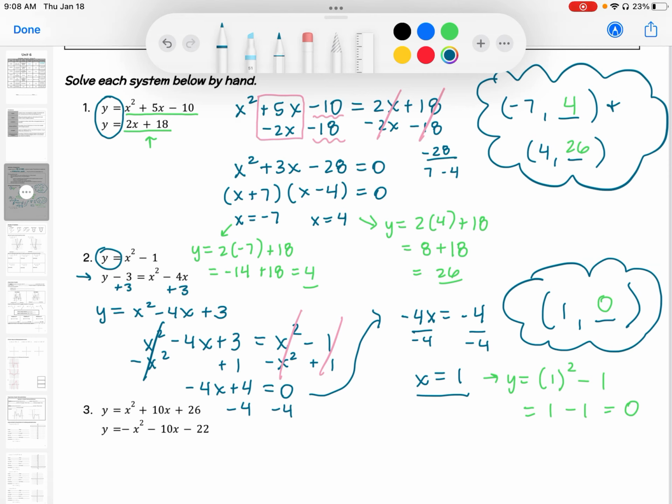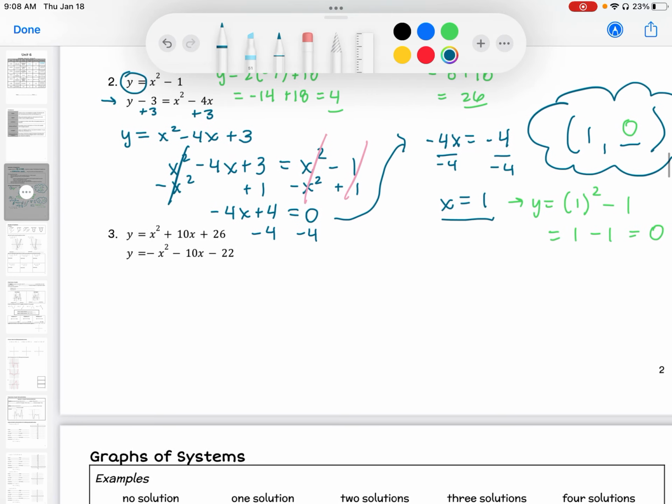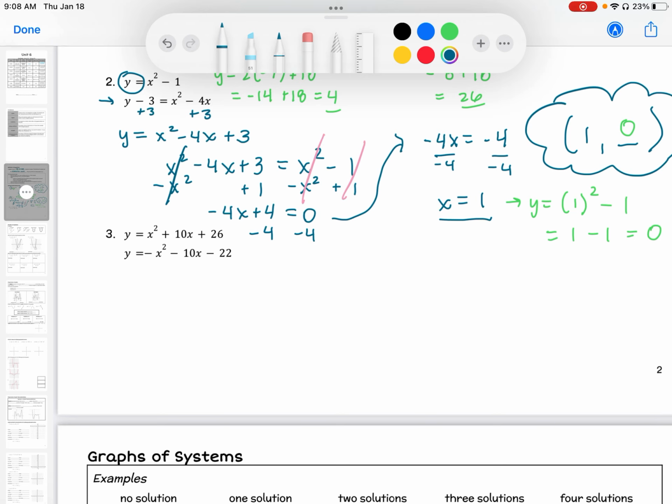All right, feel free to skip this next part if you don't think you need to see another example, but I'm going to walk through number 3. So both of these are already set equal to y. So we're going to set both of them equal to each other. So we'd have x squared plus 10x plus 26 equals negative x squared minus 10x minus 22.